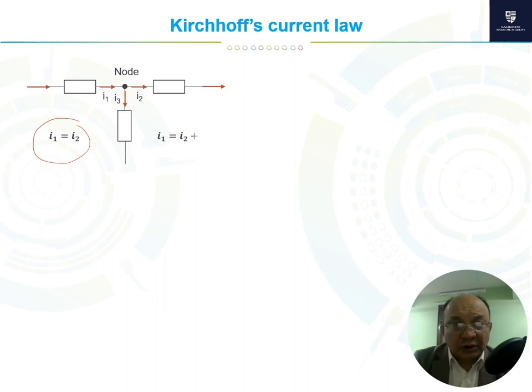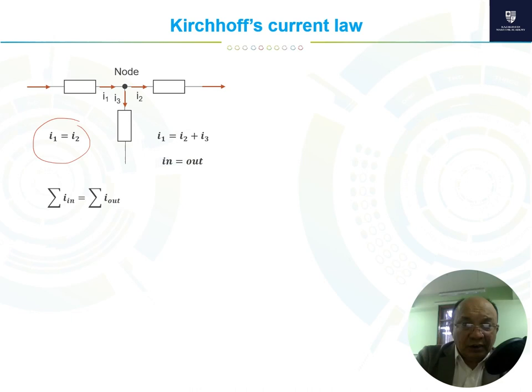So I1 is equal to the sum of I2 and I3. So Kirchhoff's law says that the current going inside of the point or the node is equal to the current going outside. Or we can say the sum of the currents going inside equals the sum of the currents going outside. So let's take another example.